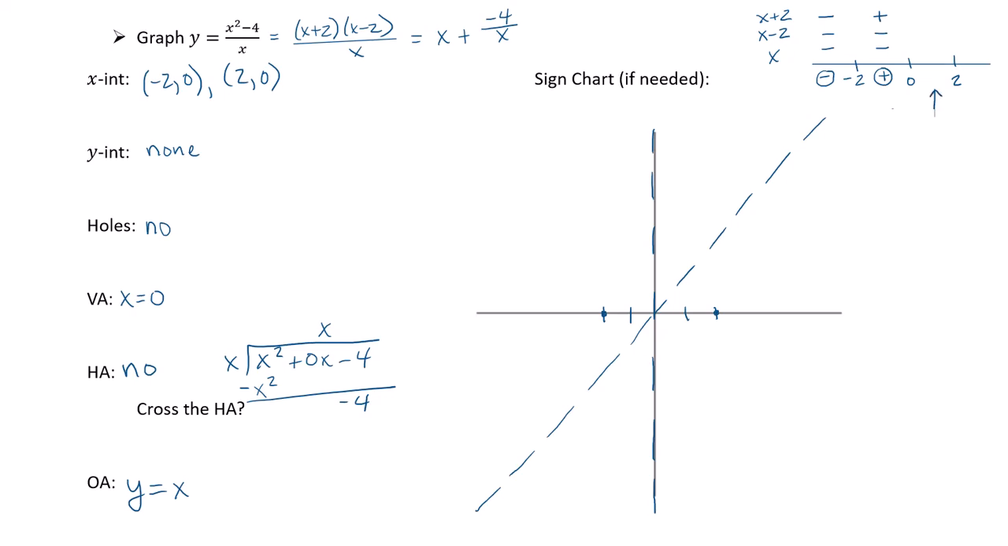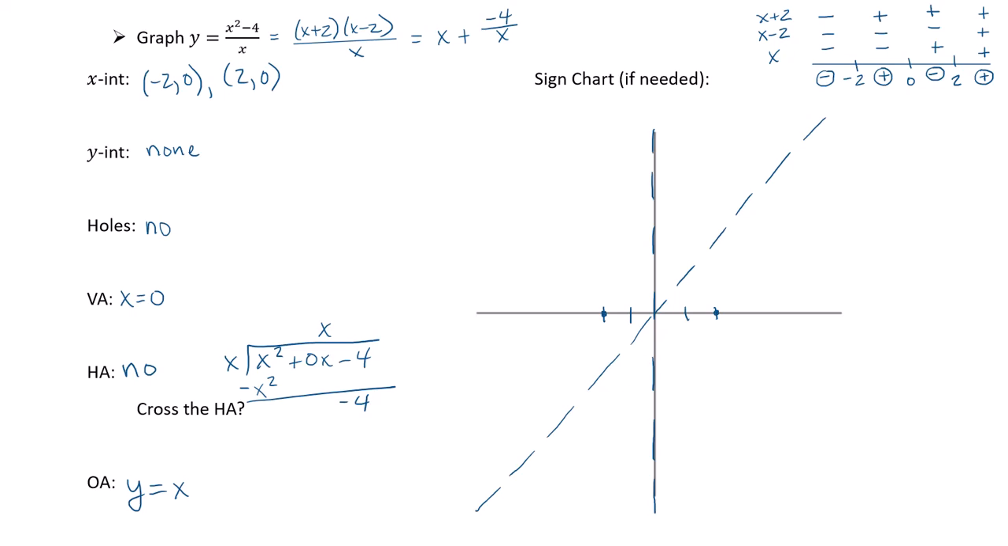Let's test here, maybe a 1. 1 plus 2 is positive, 1 minus 2 is negative, and 1 is positive. We have an odd number of negative signs, so a negative interval. To the right of 2, let's test a 3. 3 plus 2 is positive, 3 minus 2 is positive, and 3 is positive. We have no negative signs, so this is a positive interval.